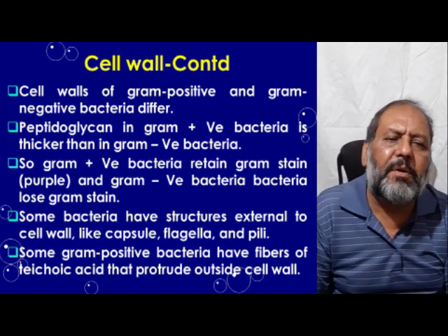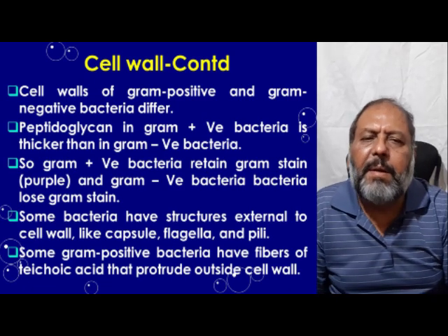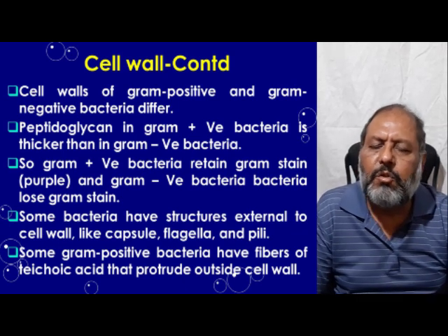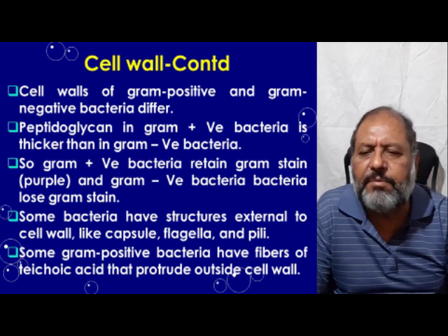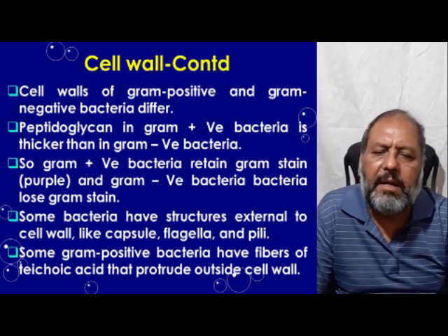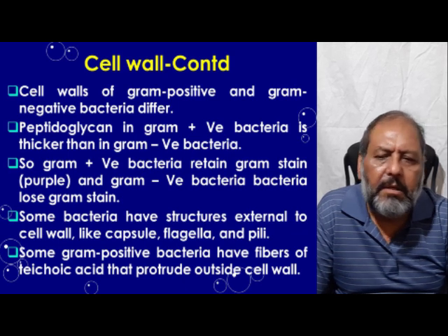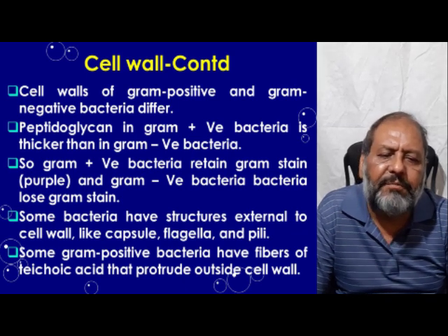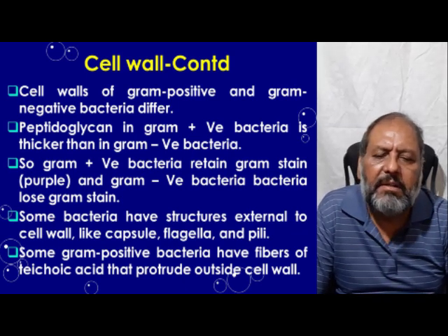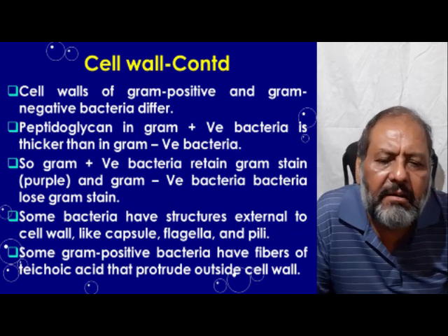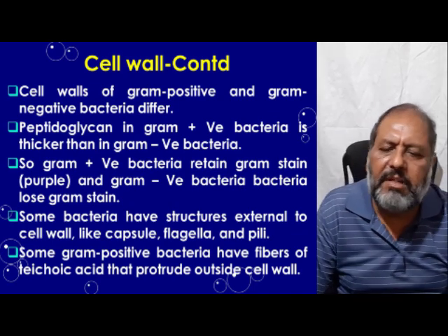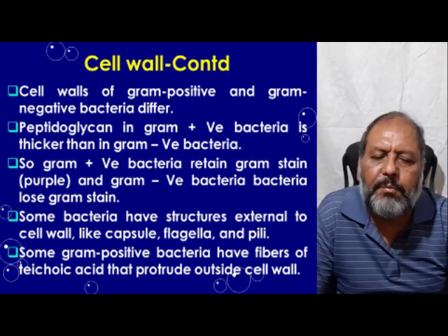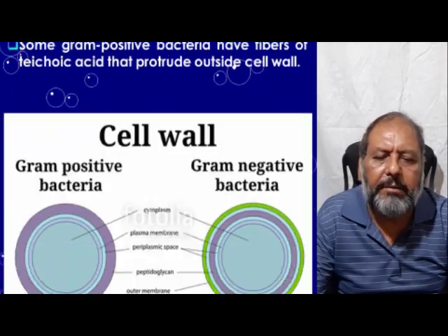So cell walls of the gram-positive and the gram-negative bacteria differ. Peptidoglycan in the gram-positive bacteria is thicker than in the gram-negative bacteria. So the gram-positive bacteria retain the gram stain, the purple color, and gram-negative bacteria lose the gram stain. Some bacteria have structures external to the cell wall, like capsule, flagella, and pili, which are lying outside of the cell wall. Some gram-positive bacteria have fibers of teichoic acid that protrude outside the cell wall.